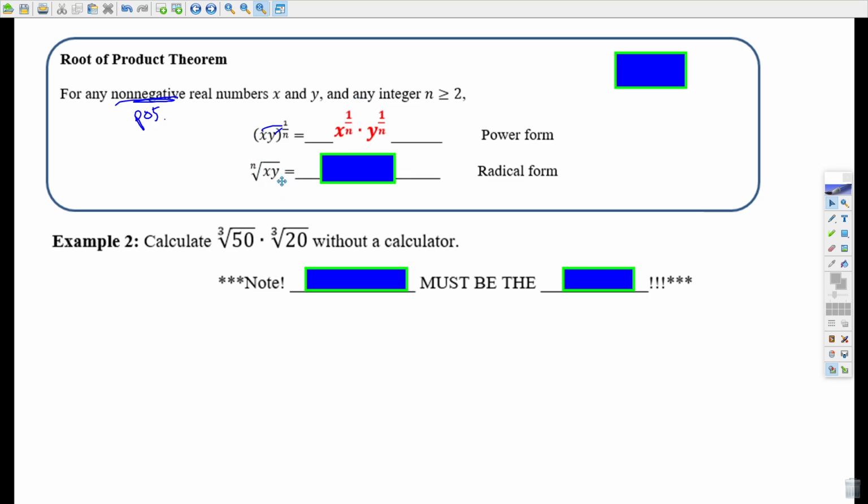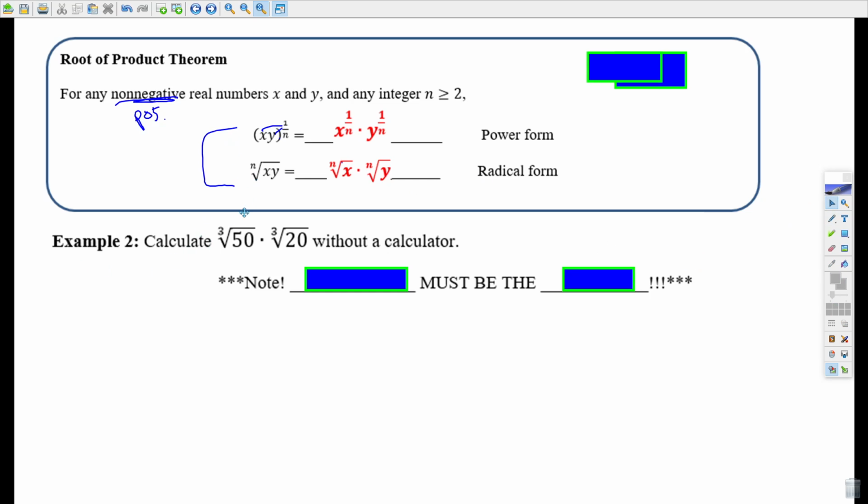And then the next property would be the same idea. The nth root of xy would be split them apart, nth root of x times the nth root of y. So this is the more general property, because you can have any numbers here for n, and x and y's have to be positive.